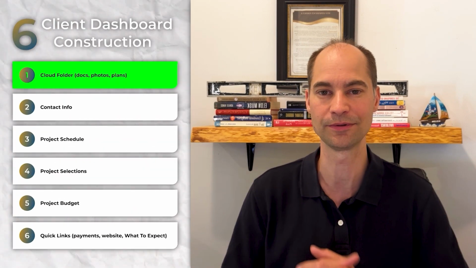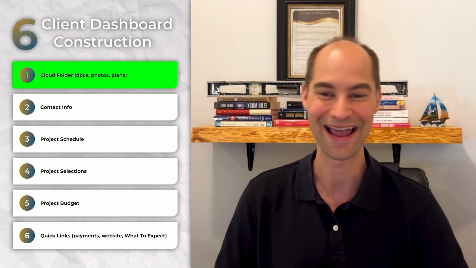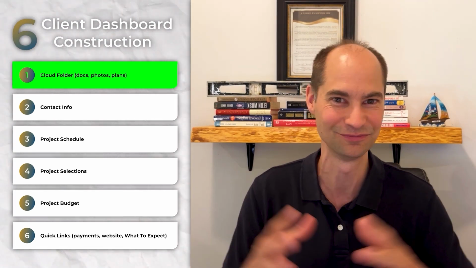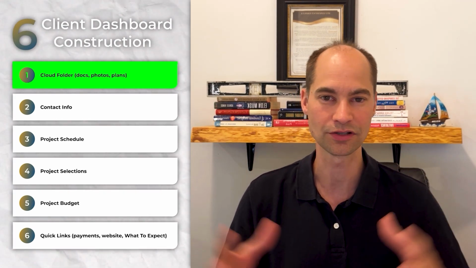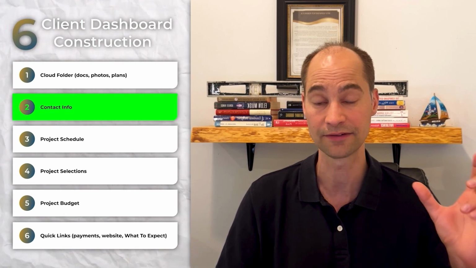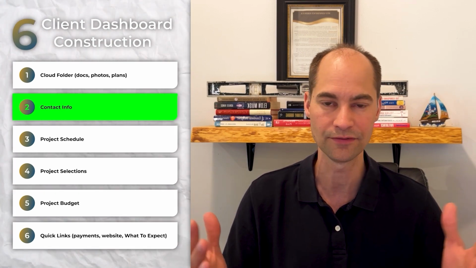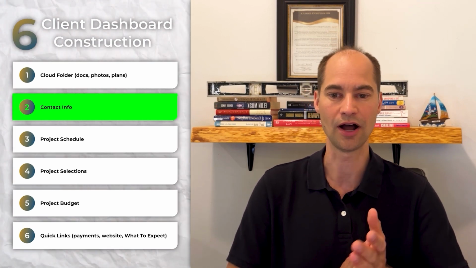So what are you going to need on your dashboards, on your portals? First thing you want to have is a cloud folder. If you have project management software already, you'll have a place where all the documents live and you can access them. But if you've got Google Drive, Microsoft Drive, whatever it is, have a link to that. You also want contact info. So contact info for the project manager, for the designer, or the site foreman if you need it, for you as the owner. Make sure that they can always easily access the contact info that they need.